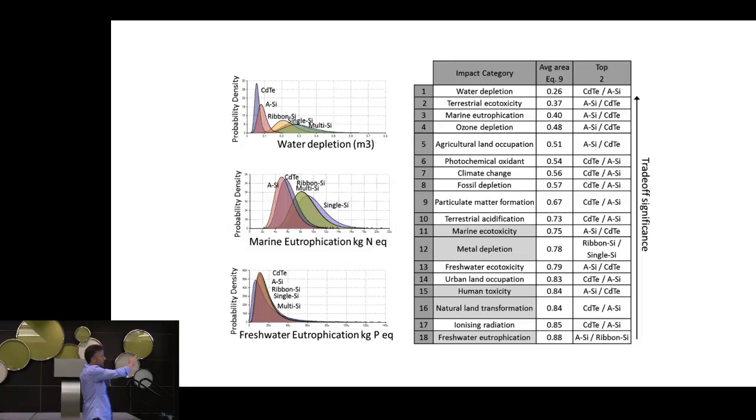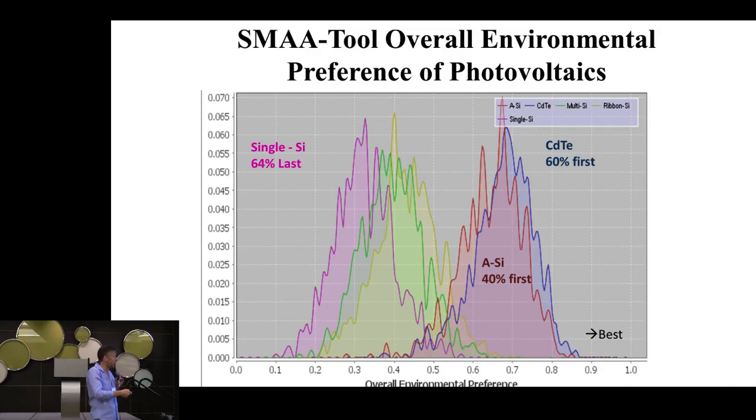We have confidence that CdTe is superior to water depletion, and more research that narrows the uncertainty, narrows the probability density function, will not improve our confidence in the decision, whereas more research in freshwater eutrophication that changes those probability density functions just might. This is a different way of prioritizing uncertainties in the life cycle for further investigation, as well as the attention that we pay to where in the life cycle needs improvement.